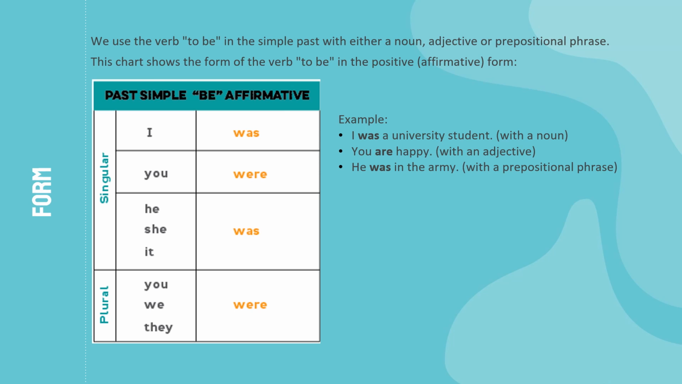For the subjects I, he, she, it, you will use was. For you as plural, we, and they, we use were. Example: I was a university student. You were happy. He was in the army.